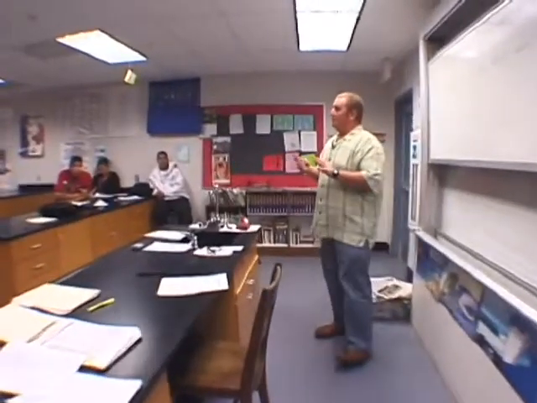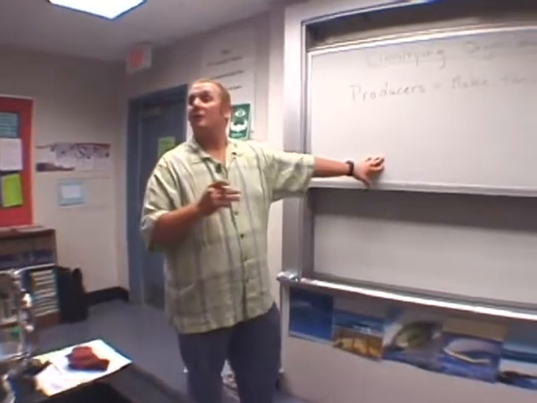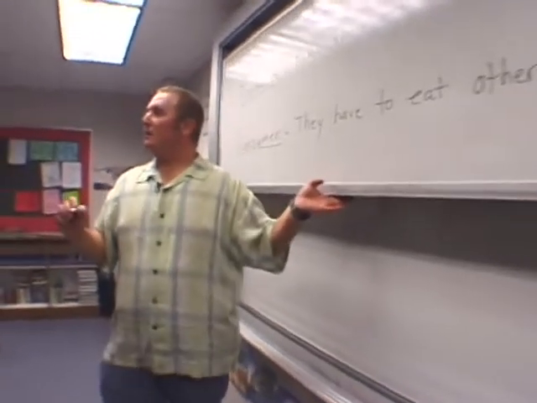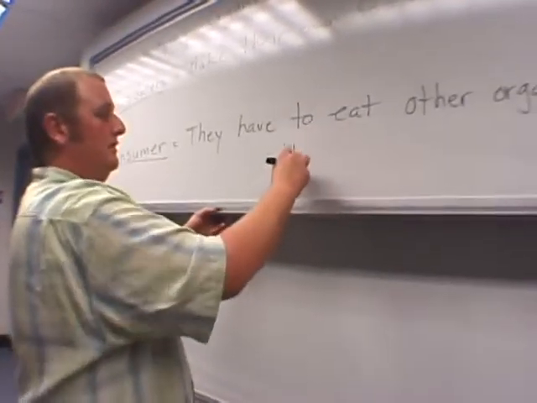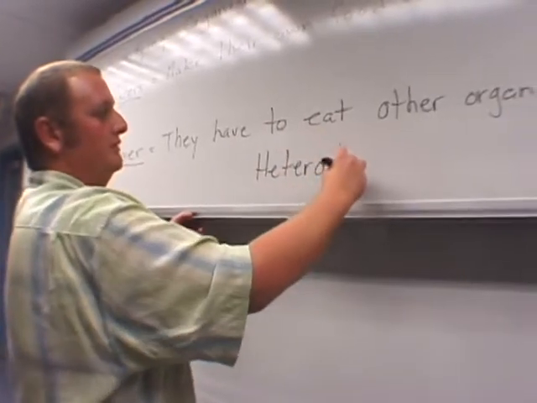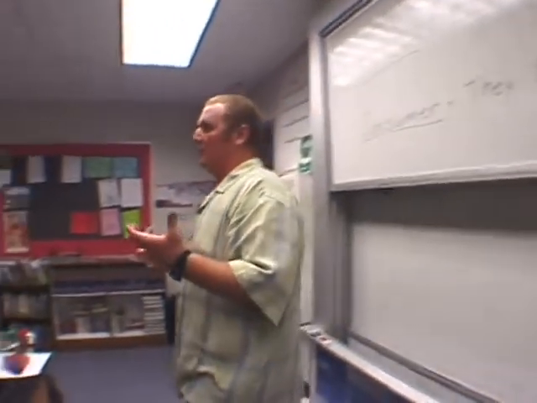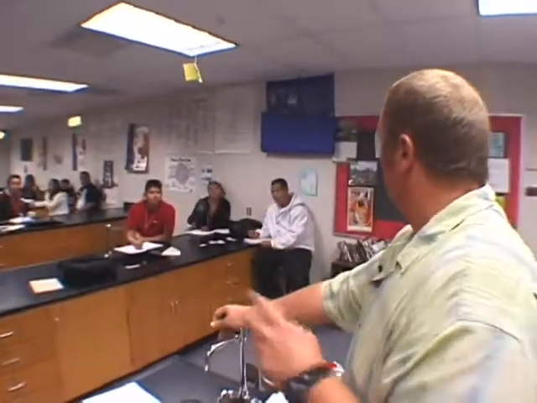We talked about another classification of organisms. So if you're not a producer, you're a consumer. And in ecology, we call these types of organisms heterotrophs. So if we break that word into two parts, the first part is hetero. And going back to genetics, we talked about heterozygous. What does hetero mean? Different.